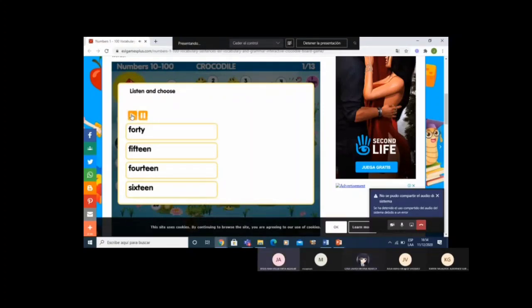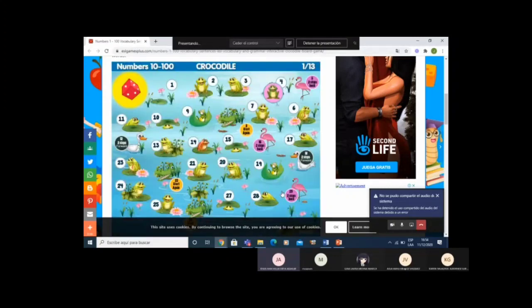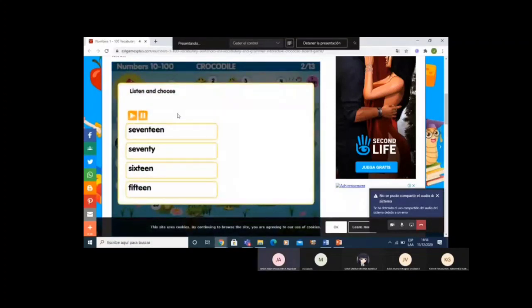Okay, here is a problem, but here it's saying 14. It's asking for the number 14, and we have to choose the correct spelling of the number 14. And when we choose it, it marks good, and we continue. And here it asks for the number 17, and we have to choose the correct spelling of 17, and we can continue.